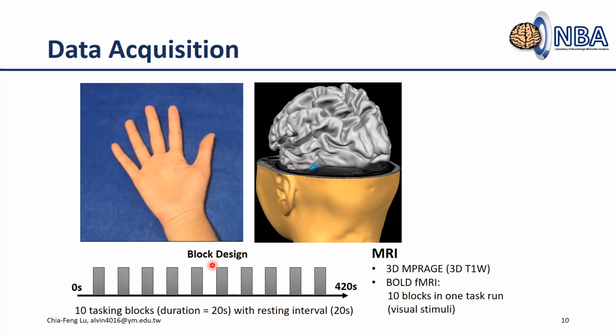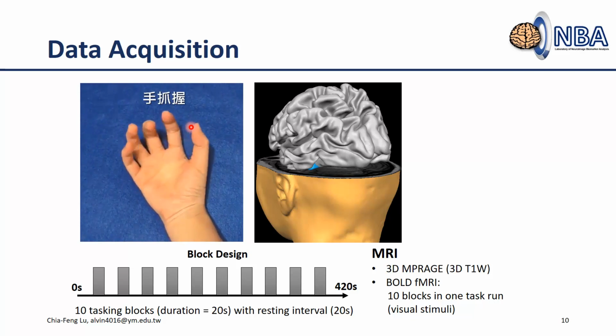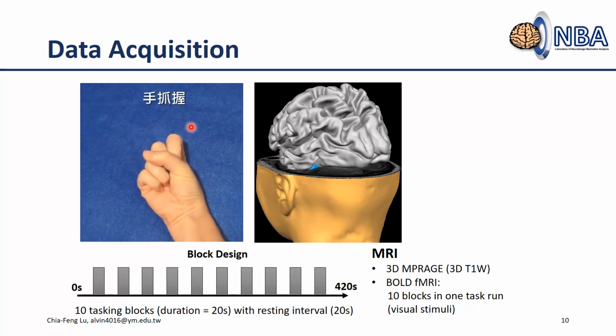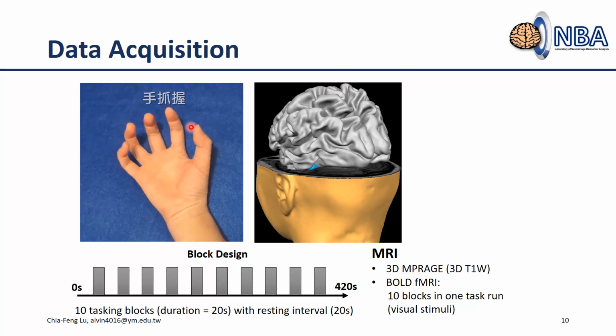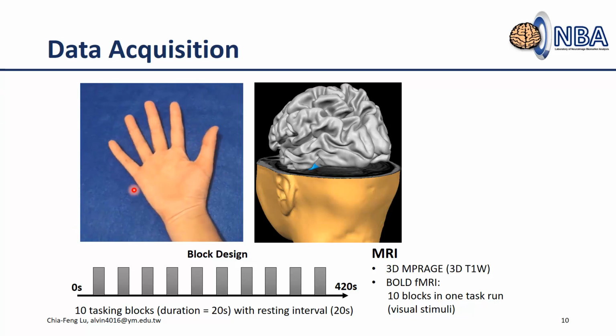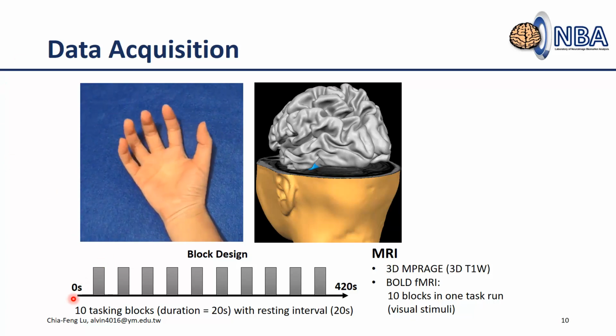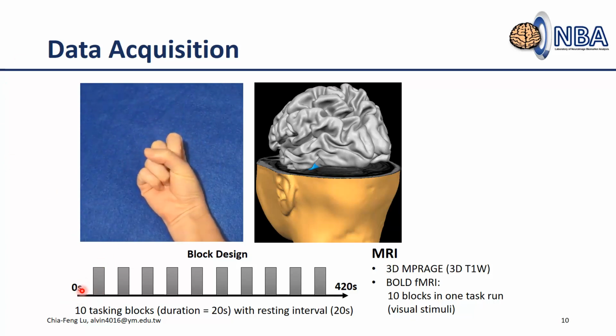This is a very simple block design. When subjects see this kind of resting picture right here, you don't need to do anything. But once the video starts showing the hand grasping, you need to do exactly the same thing as the video. You just need to do the same thing. Originally you don't need to do anything. That's called the resting period.